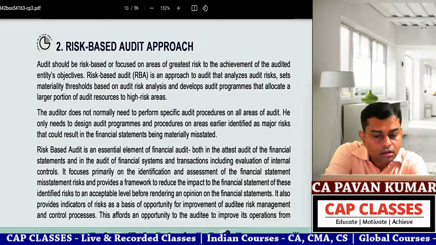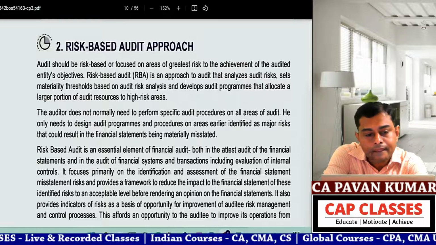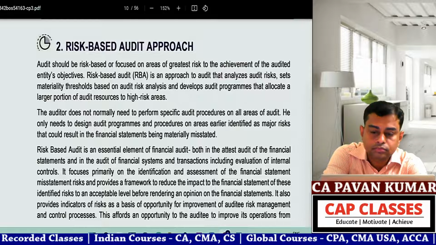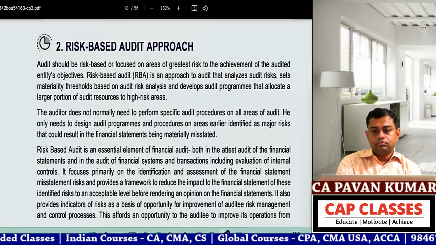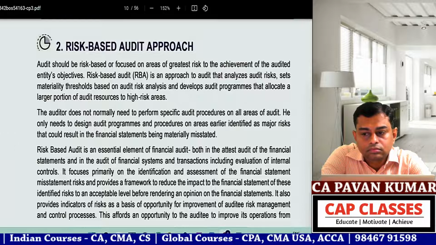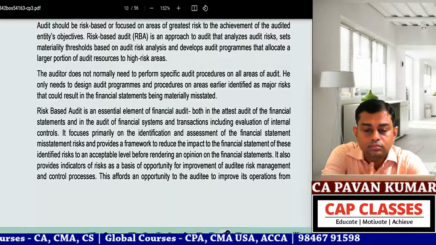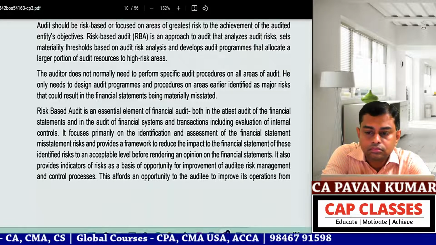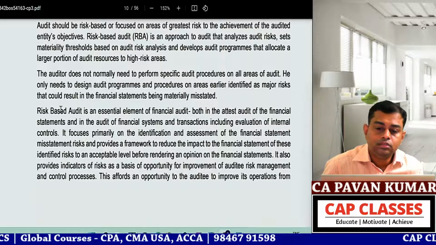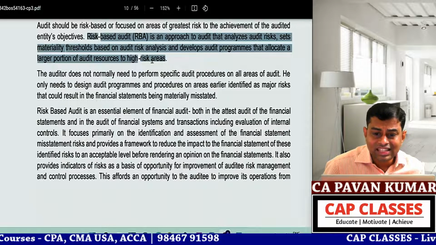Okay, who is reading? Sri Lakshmi, read more. A risk-based audit approach. Audit should be risk-based or focused on areas of greatest risk to the achievement of the audited entity's objectives. Risk-based audit is an approach to audit that analyzes audit risk, sets materiality thresholds based on audit risk analysis, and develops audit programs that allocate a larger portion of audit resources to high-risk areas. Very important. So put a star mark on this. This is kind of definition.